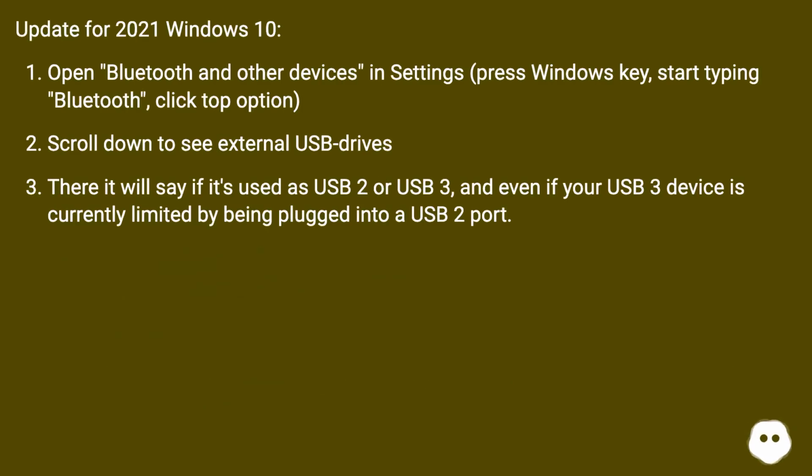Update for 2021, Windows 10. Open Bluetooth and other devices. In Settings, press the Windows key, start typing Bluetooth, click the top option. Scroll down to see external USB drives. There it will say if it's used as USB 2 or USB 3, and even if your USB 3 device is currently limited by being plugged into a USB 2 port.